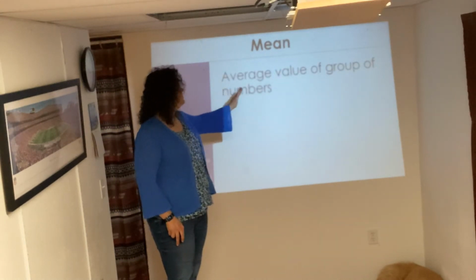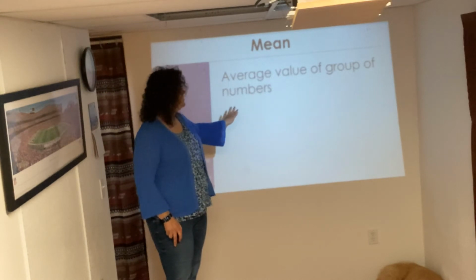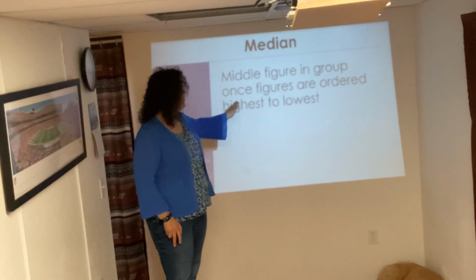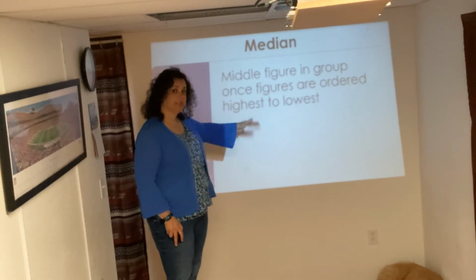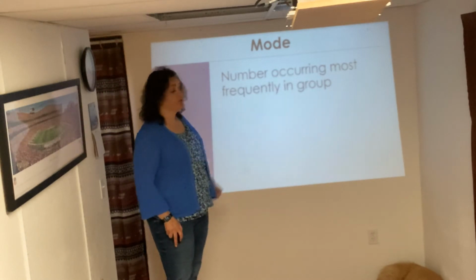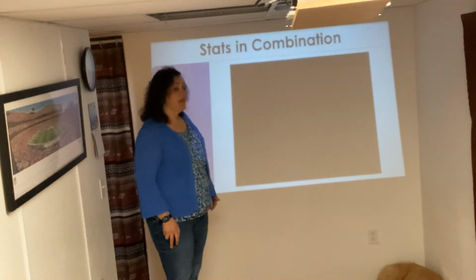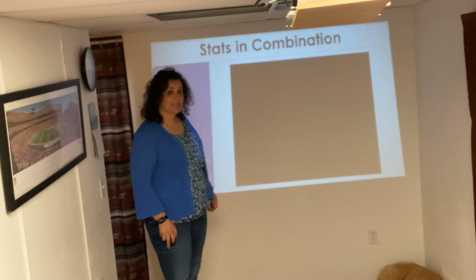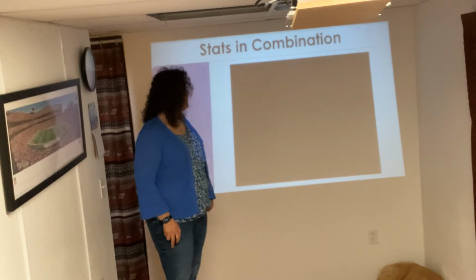Mean is the average value of a group of numbers. Median is the middle figure in a group once figures are ordered from highest to lowest. And mode is the number occurring most frequently in the group. Really, you only need to know those to know how good the statistics are that you are looking at.